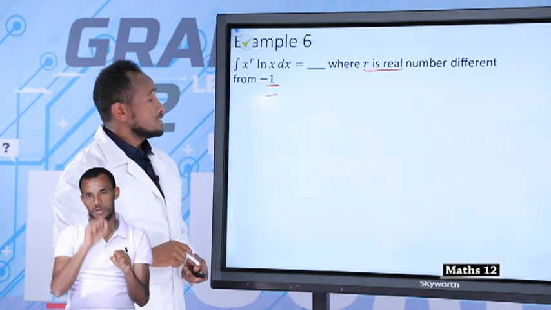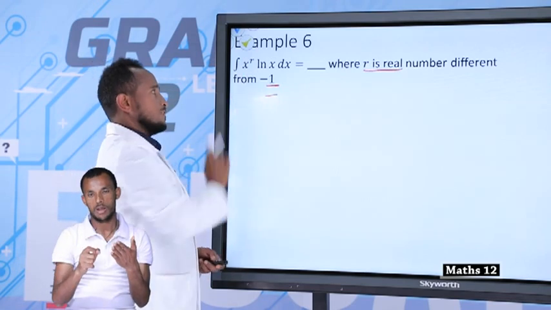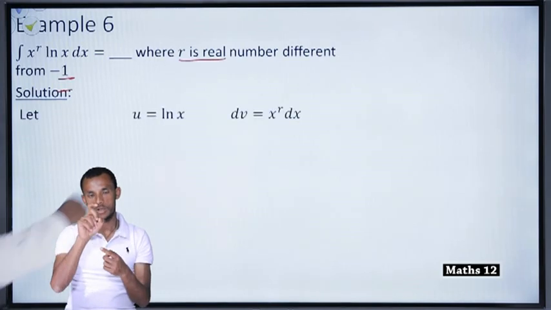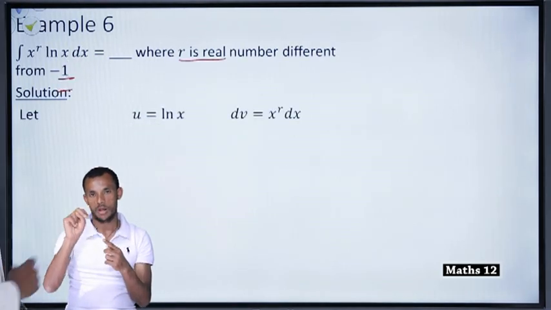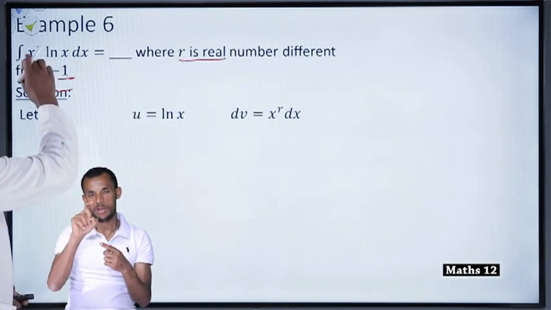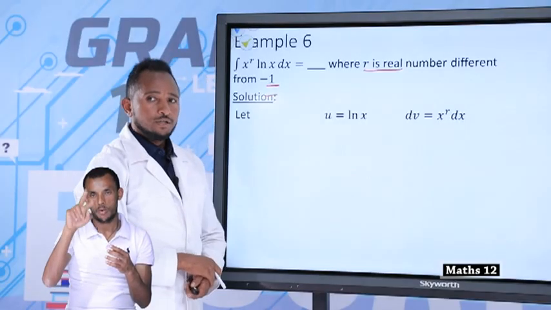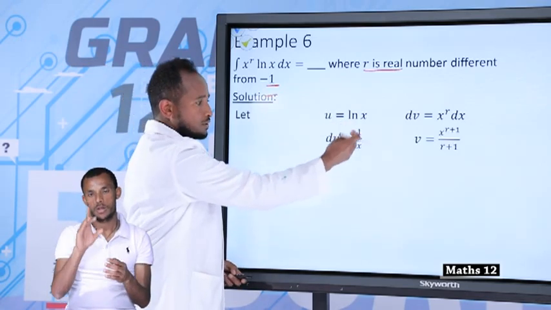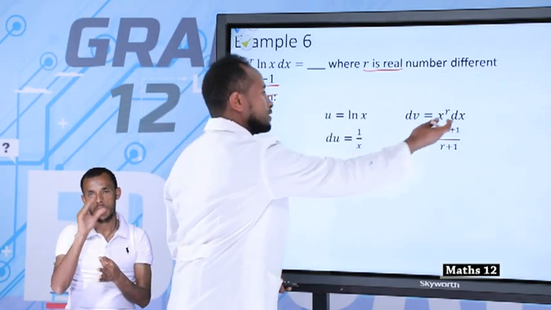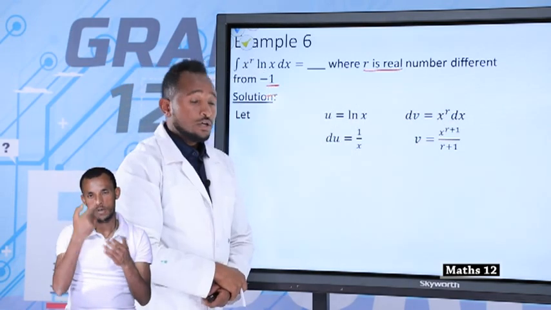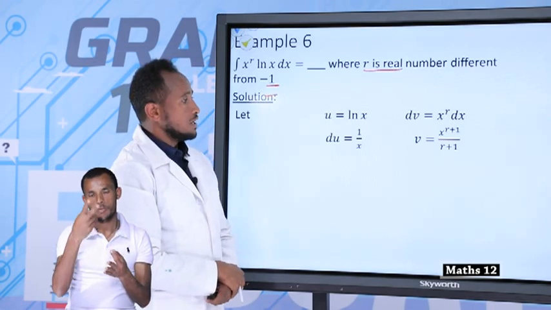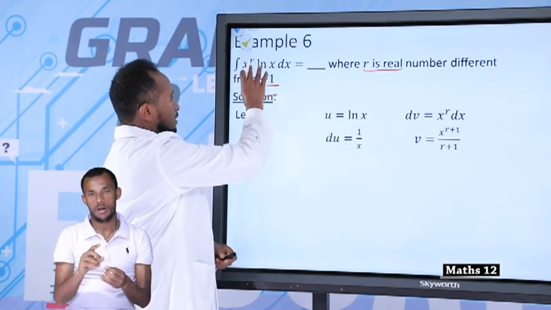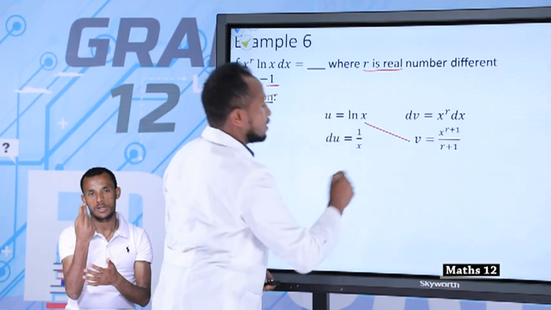So as we stated earlier, when you face such type of expression, assume u to be ln x. So here, u is equal to ln x, and dv is x to the power of r dx. From this, you can find du, the derivative of the expression, 1 over x, and the antiderivative, which is a power function, x to the power of r plus 1 over r plus 1.